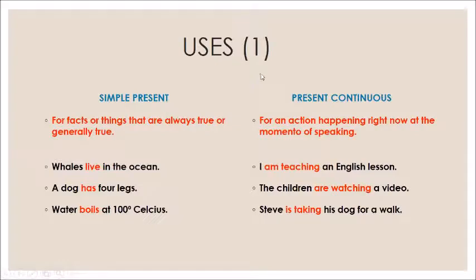Let's check the uses of these two different structures. We use the simple present to talk about facts or things that are always true or generally true. Here we have some examples. Whales live in the ocean. This is a fact. A dog has 4 legs. This is true. Water boils at 100 degrees Celsius. This is a fact.